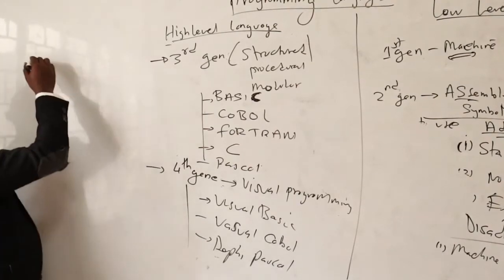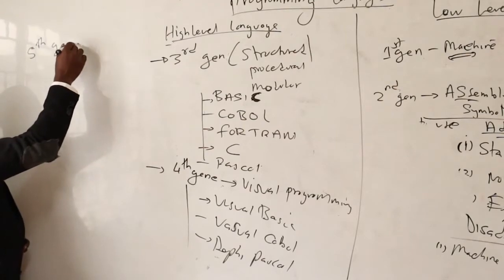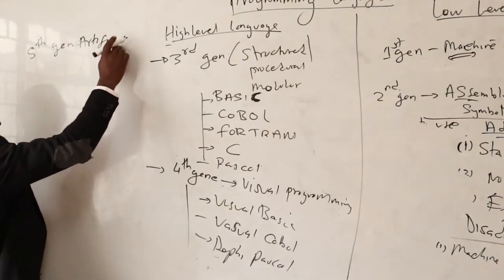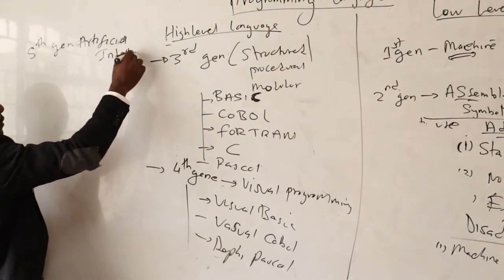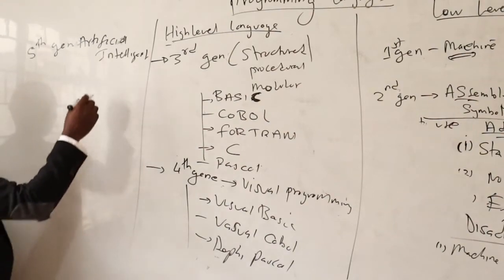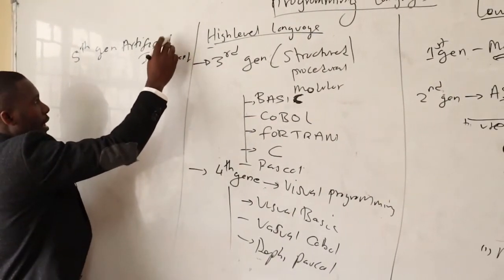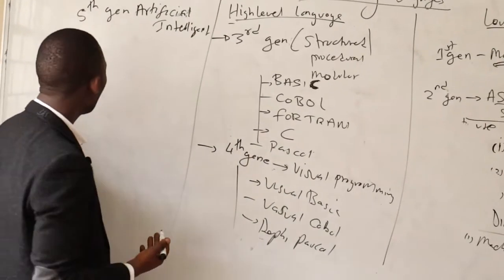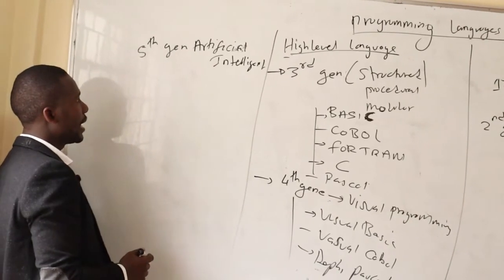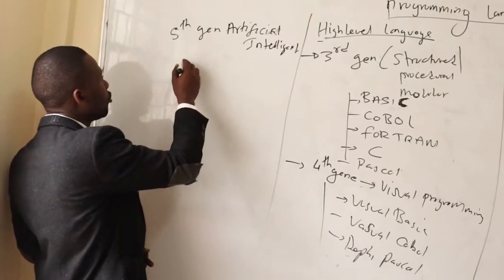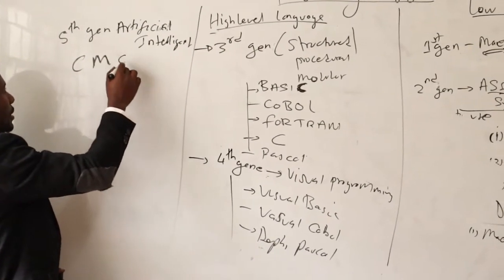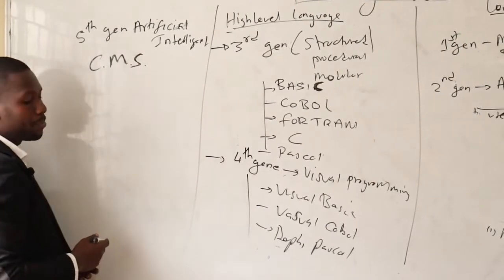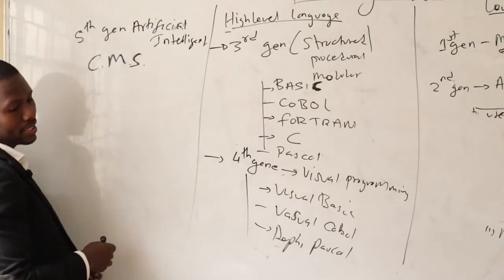Then after the fourth generation, we have the fifth generation languages, and these languages are normally created for artificial intelligence. That is, they are created to create programs. Instead of the programmer having to type the code, the programmer only concentrates on the problem. Then the system develops a program automatically without any coding. Most content management systems, that is CMS, are examples of fifth generation languages, because they work under the principle of code generating themselves.